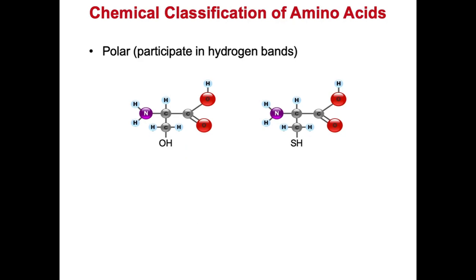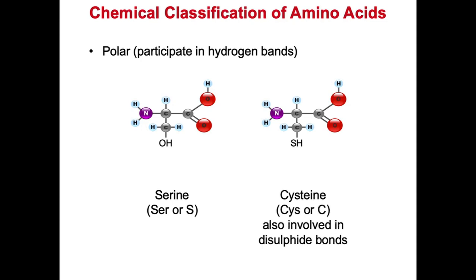Then we have polar residues or polar amino acids, and these can participate in forming hydrogen bonds. One of these is called serine, and it has an alcohol group, an OH group, and the short letter is S, or the 3-letter code is SER. And we also have cysteine. Now cysteine is quite an important amino acid because it's often used in the formation of what we call disulfide bonds. So this is a sulfur-sulfur bond, and this is quite often used to attach 2 polypeptide chains together.